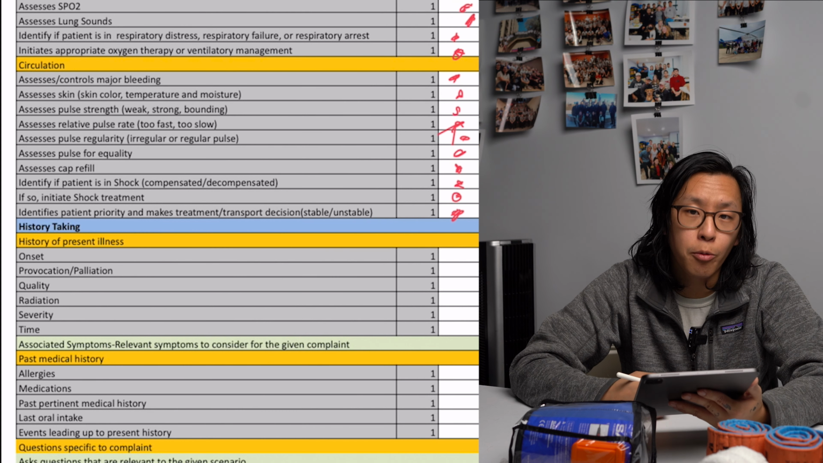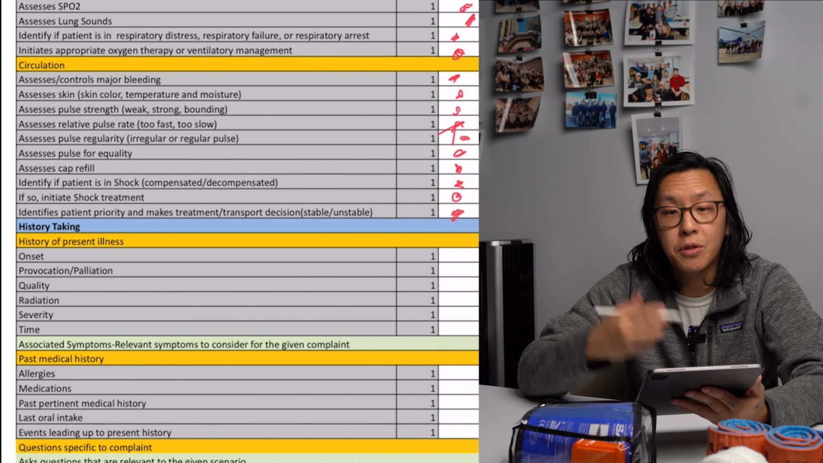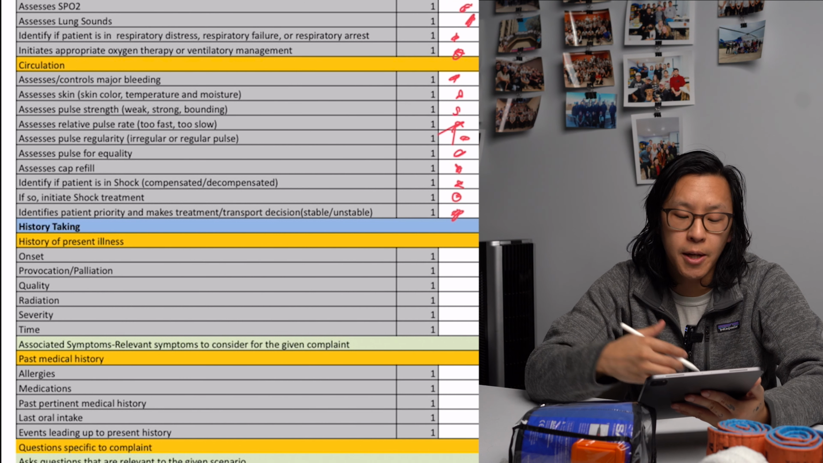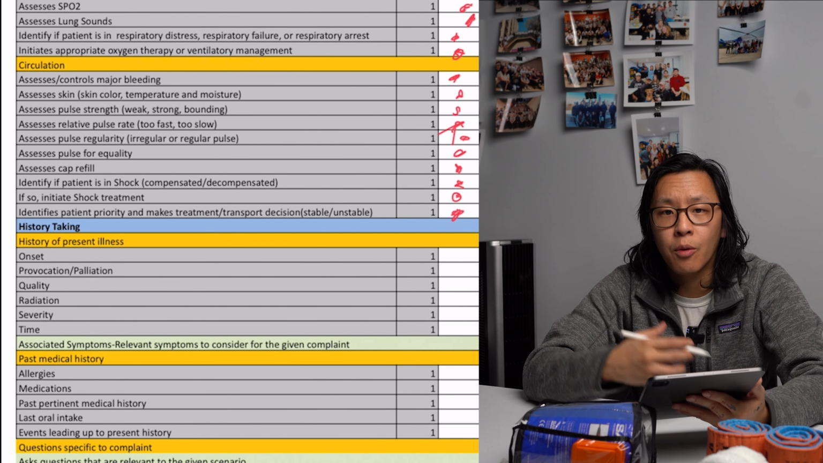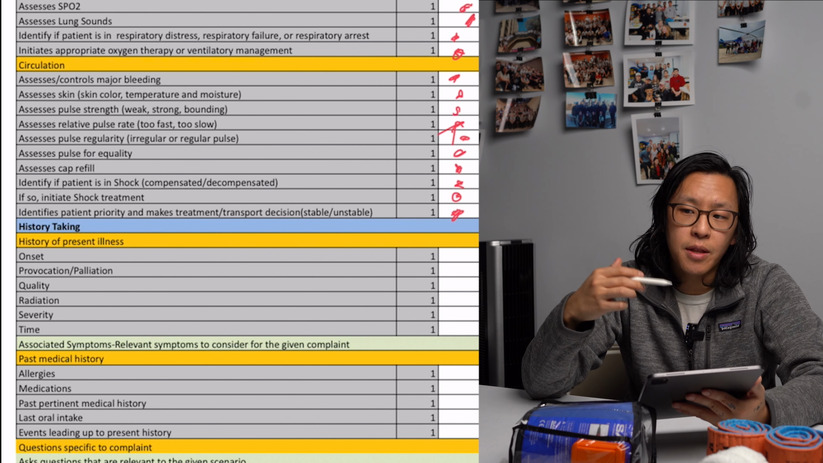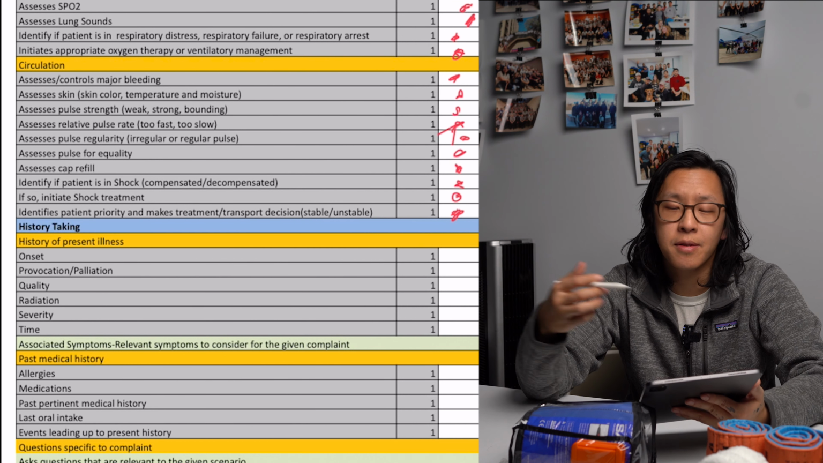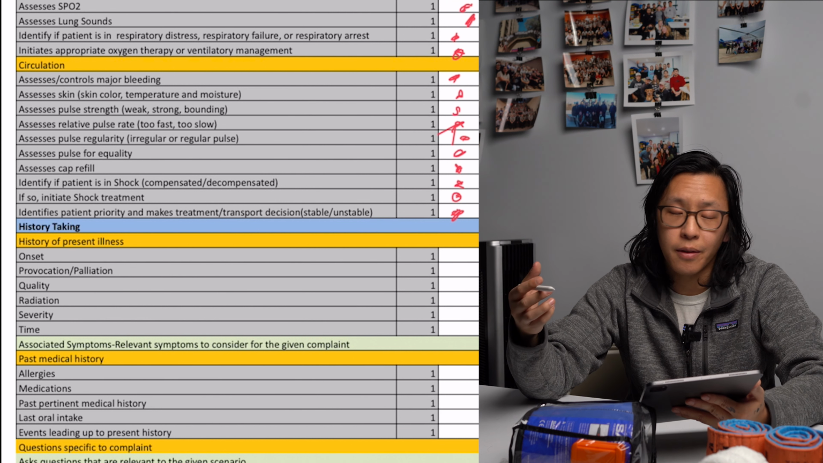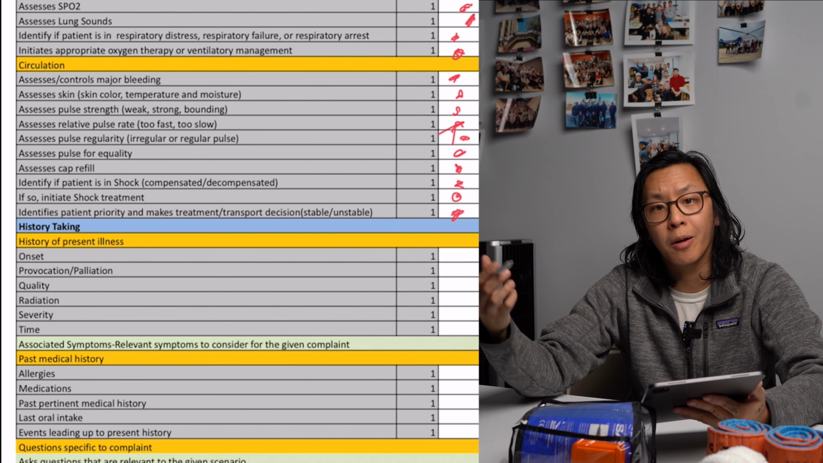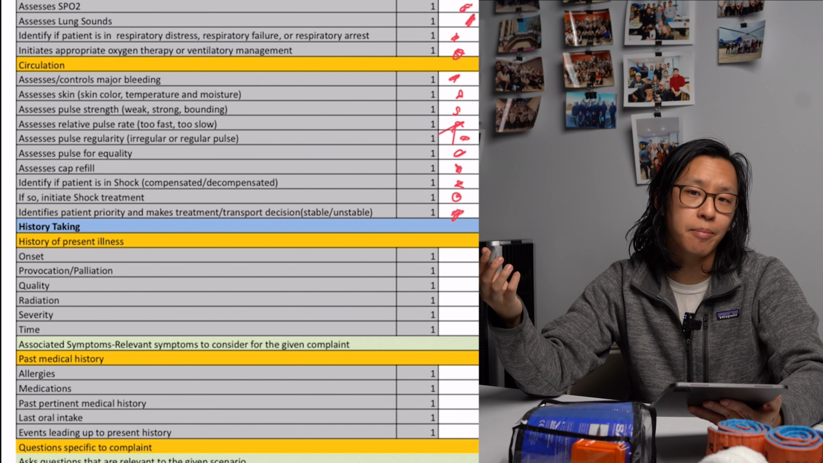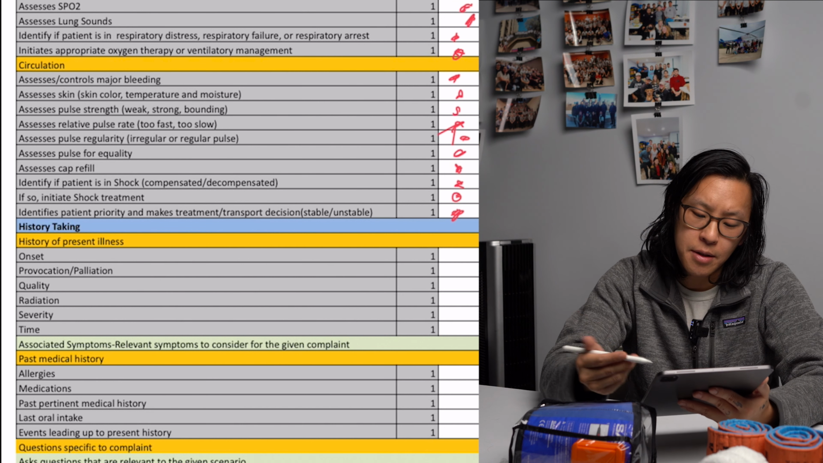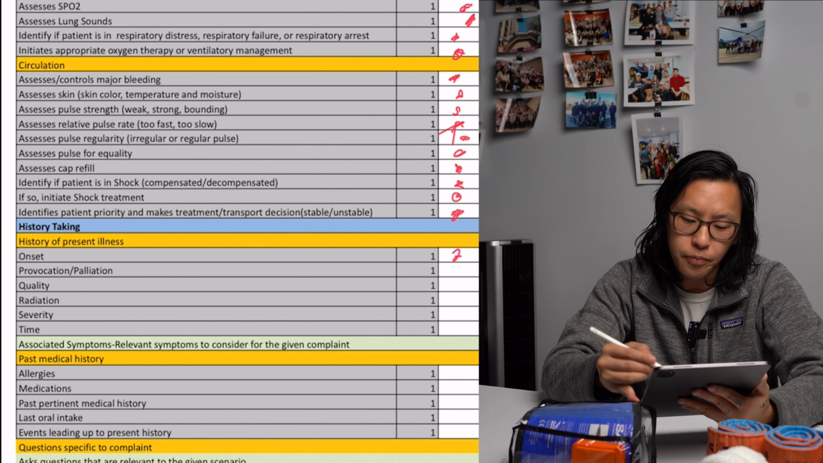So if we were to start with OPQRST, a lot of students confuse onset and time, the O and the T. So when we think of onset, I want you to think of, did this issue, whether it was pain or respiratory distress, come on suddenly or gradually? You don't ask it like, how long have you been complaining of this issue? Because that's time, right? That's duration. So onset is sudden or gradual.